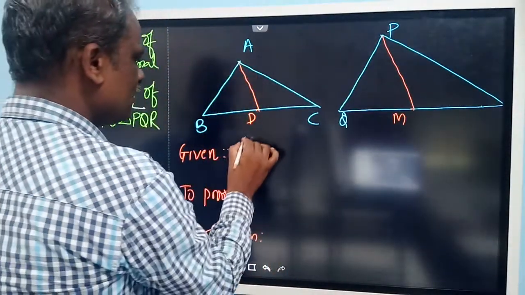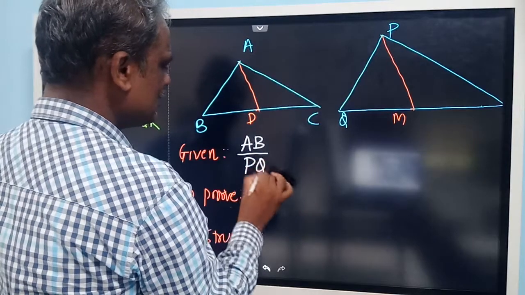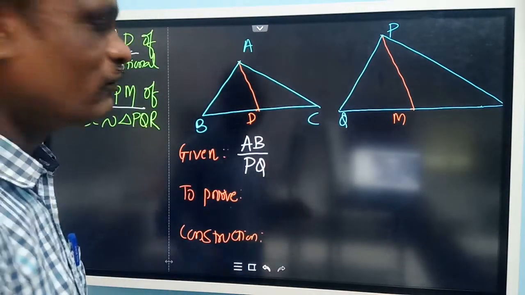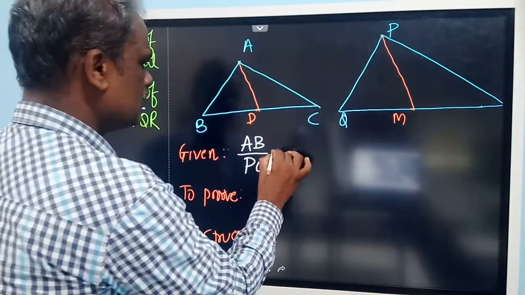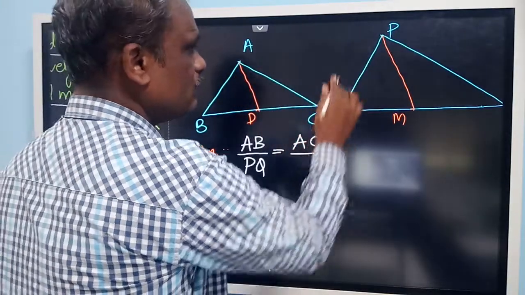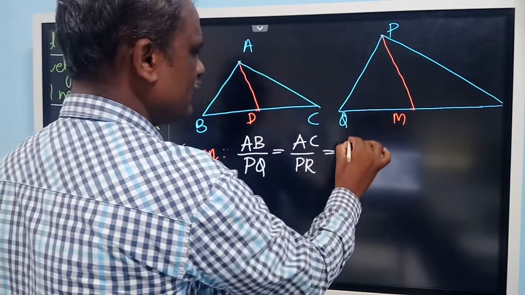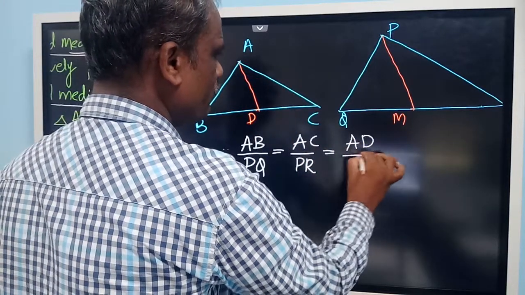So I will write for AB the corresponding side is PQ, since it is given that respectively they are proportional. For AB it is PQ. Then another side AC is proportional to PR. Then median AD is proportional to PM.